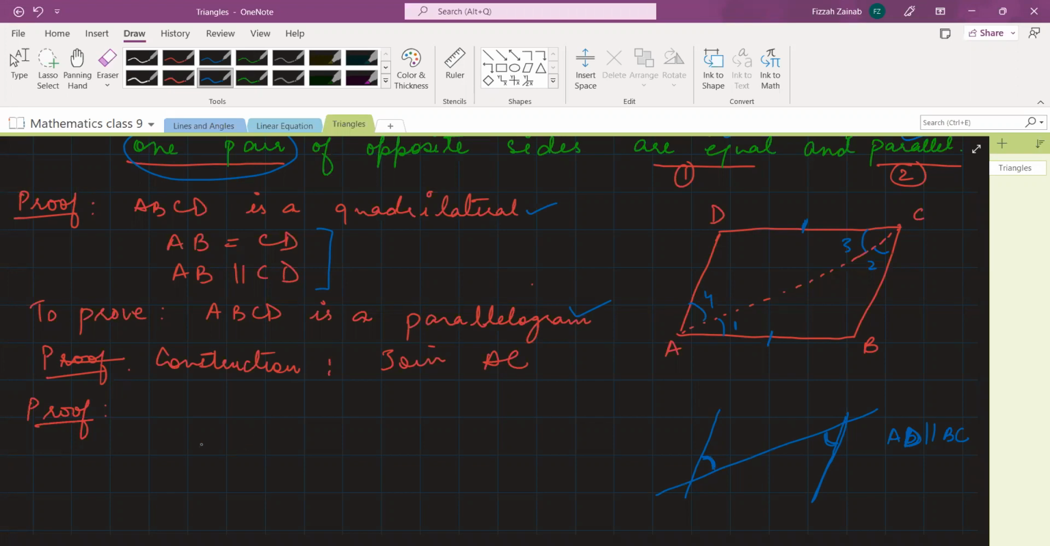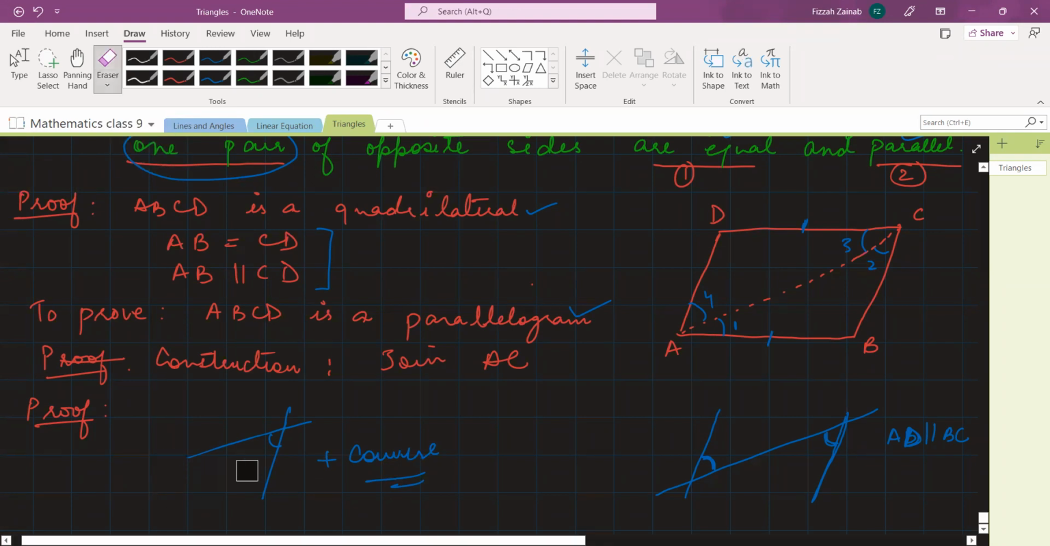So there are two theorems basically. First of all, if the lines are already parallel, then we say that the alternate interior angles are equal, right? And its converse is also true: if alternate angles are already equal, then we can conclude that the lines are parallel. Is that clear? Yes, ma'am. So basically, we will try to show that angle 2 is equal to angle 4 so that we can say that AD is parallel to BC. Is that clear?